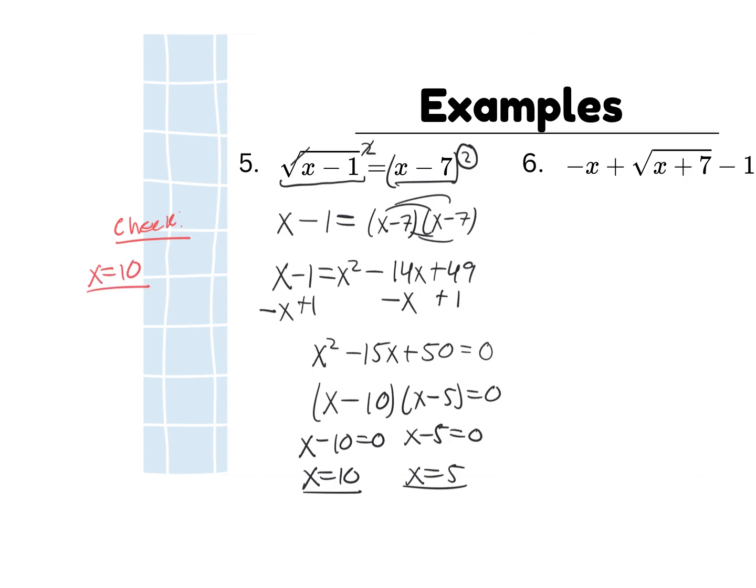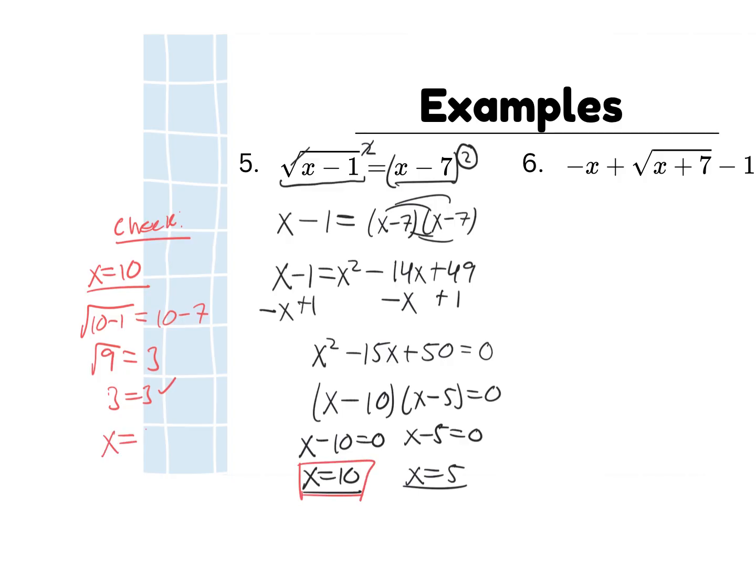Starting with x equals 10, I get the square root of 10 minus 1 equals 10 minus 7. And then 10 minus 1 is 9, so I get the square root of 9 is 3. 10 minus 7 is 3, which is valid. So x equals 10 is a valid solution.